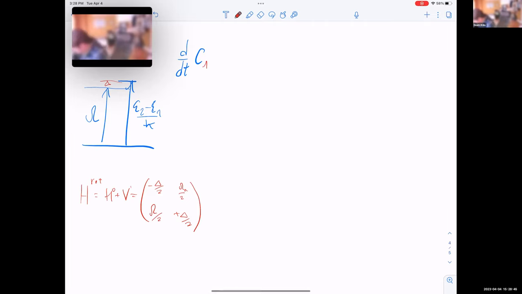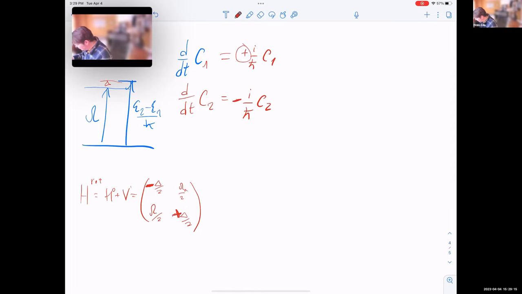Then the equation of motion for ground and excited states will read appropriately. Since we have a little minus here, it will convert into plus there. Since here we have a healthy plus, it will be regular minus i over h-bar, as it should be in the Schrodinger equation. So those two terms just accumulate delta over two.